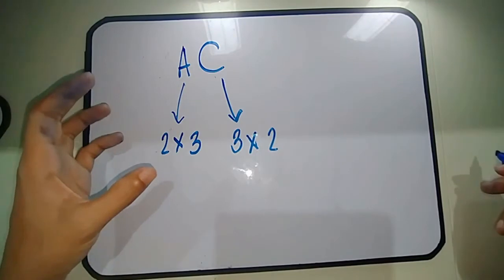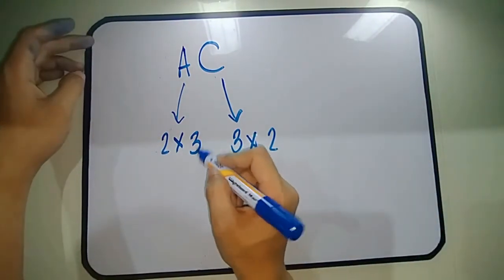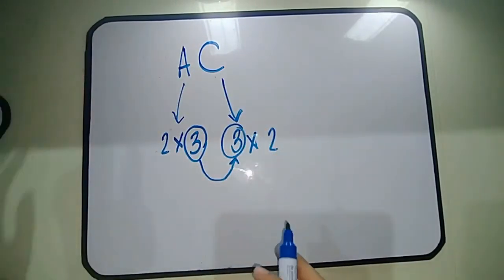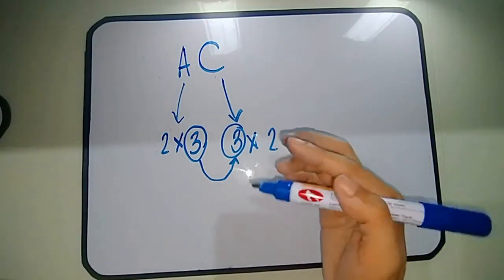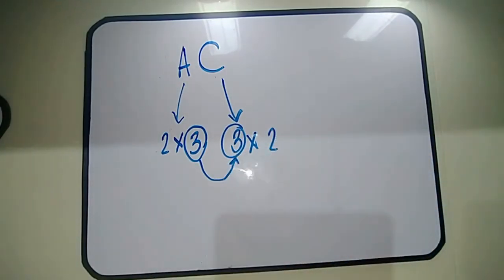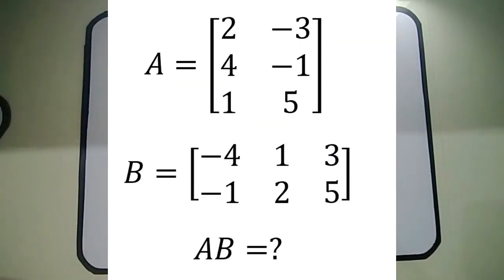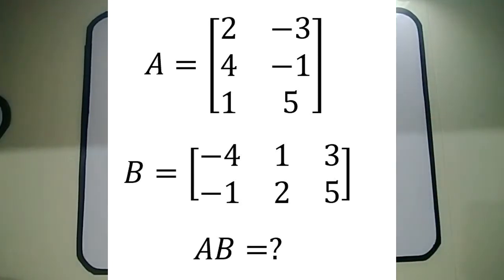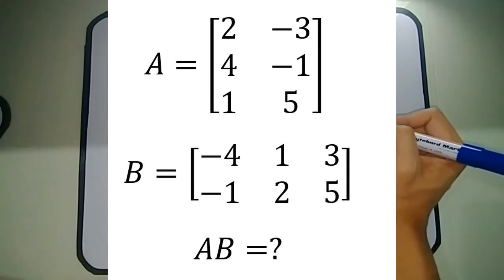So, dapat yung column of matrix A, the left hand side, should be equal to the row of the right hand side matrix. So ganun guys yung pag multiply ng matrix. For example here, mas maganda guys yung explanation if we are going to solve more problems. Meron tayong matrix A that is 2, 4, 1, negative 3, you have your negative 1, that is 5, and we have here matrix B that is negative 4, you have here 1, 3, you have here negative 1, 2, and 5.